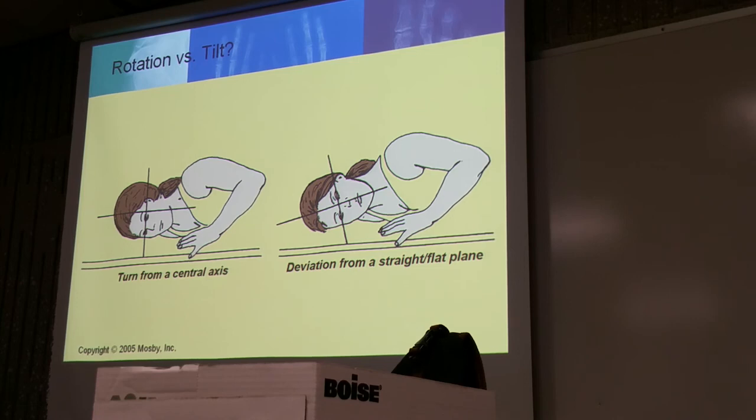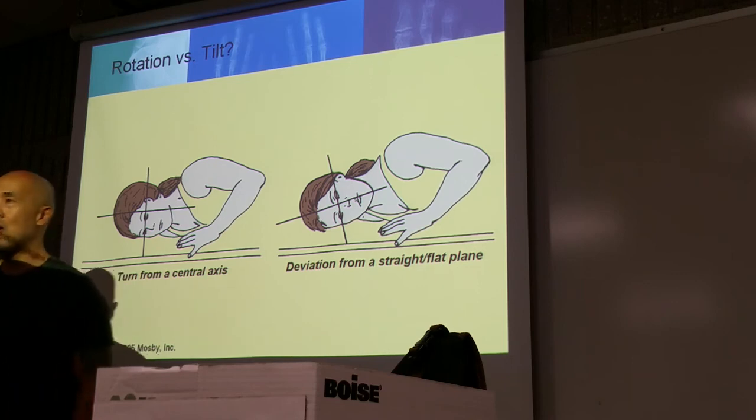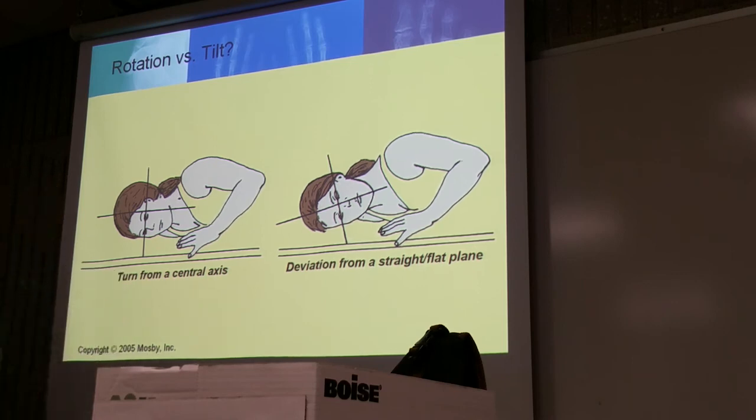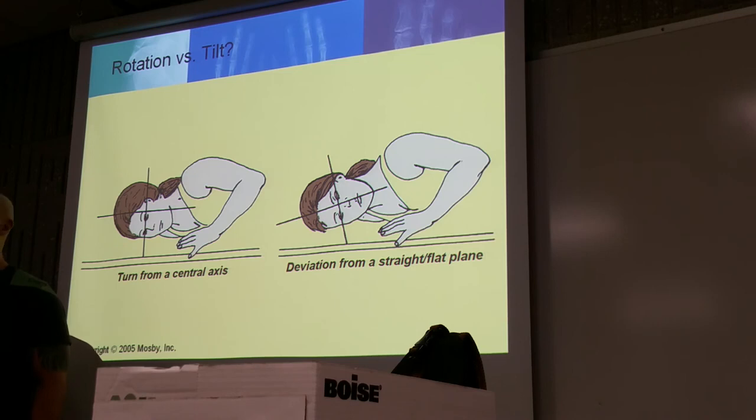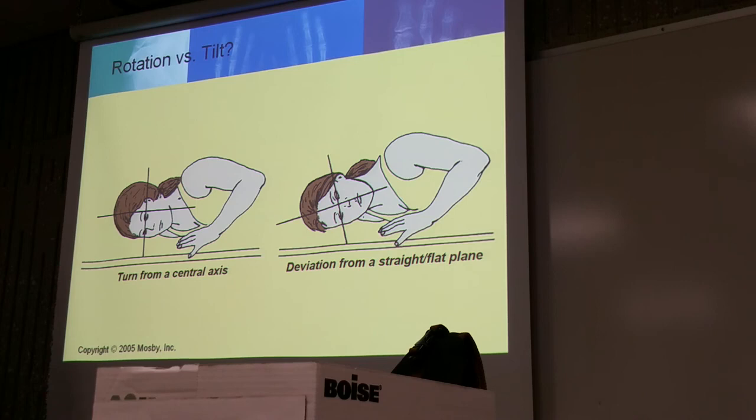Okay, this I do want to spend a little time on. Rotation versus tilt. With rotation, you have a central axis. This is rotation. Whereas a tilt is a deviation from that central point. So here's my central axis. It's a deviation. Boom, there's a break in it. That is a tilt, okay? So rotation versus tilt.